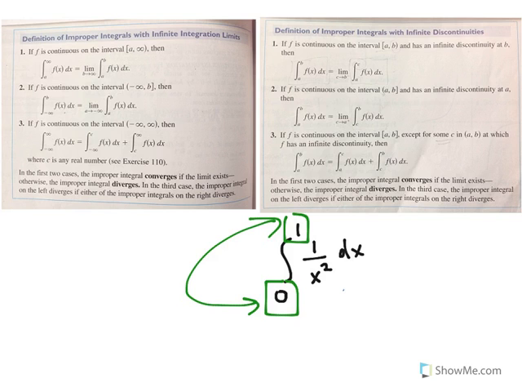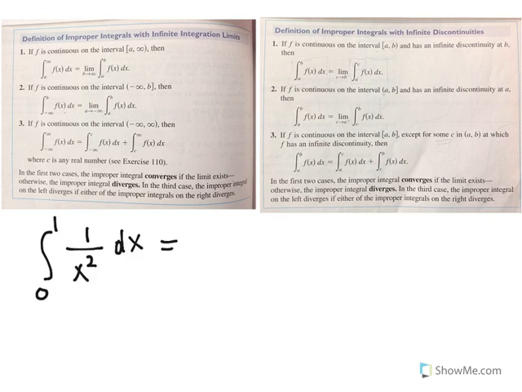Now, at first glance, you might think it's a definite integral, but it's an improper integral because if you look at the integrand, at x equal to 0, which is the lower limit of integration, you have an infinite discontinuity. So how do you deal with it if you have a problem like this? Let's look at these definitions here. Well, before I look at the definition formally, let's look at the example that we have.